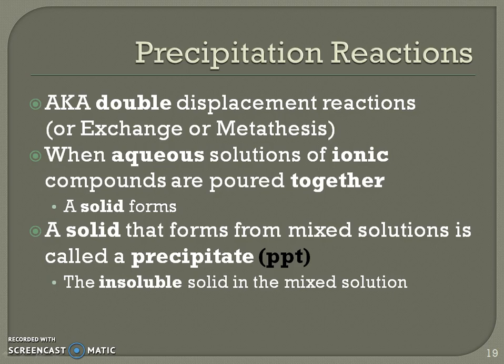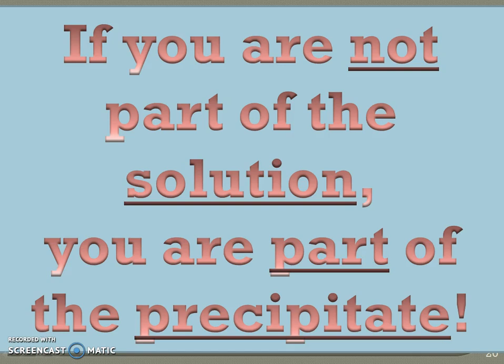So a precipitation reaction is also known as a double displacement reaction, or exchange, or metathesis. Those are just different terminologies meaning the whole same thing. So aqueous solutions of ionic compounds pouring together, and usually, not always, a solid forms. That solid that forms is called a precipitate, which I like to abbreviate as PPT. And it's that insoluble solid that is formed. If you are not part of the solution, you are part of the precipitate.